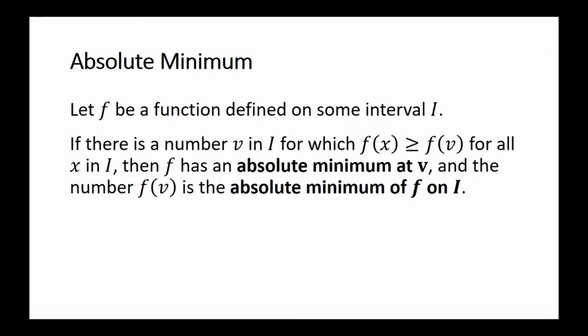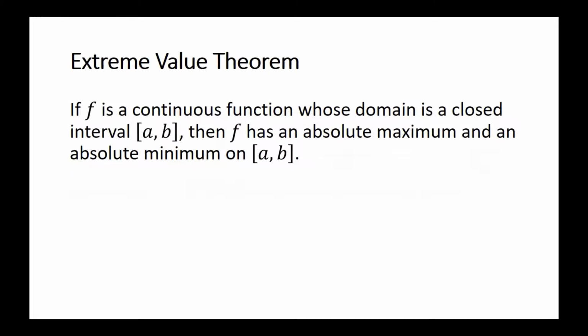So again, that's just saying if there is some point on the function that is lower than all other points on the function, then that is an absolute minimum. It is the smallest value that the function gives.